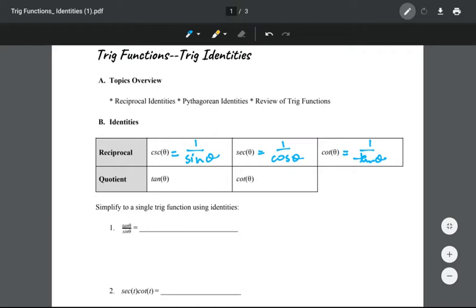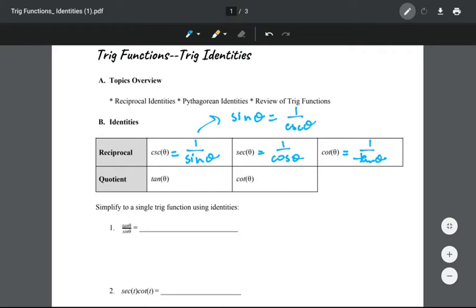These can be rewritten in reverse too. So for example, I can write sine theta as 1 over cosecant theta. So there's actually 6 of those if you want to think of it that way. Next are the quotient identities.